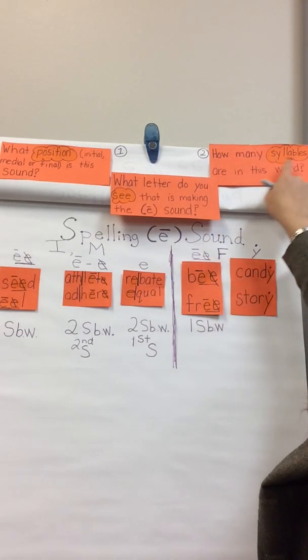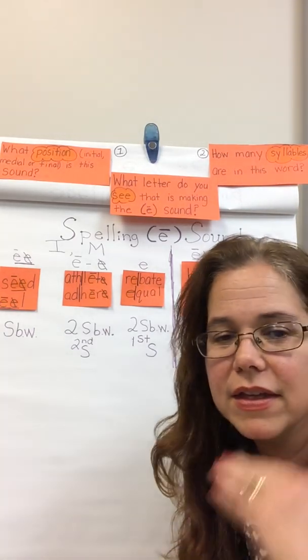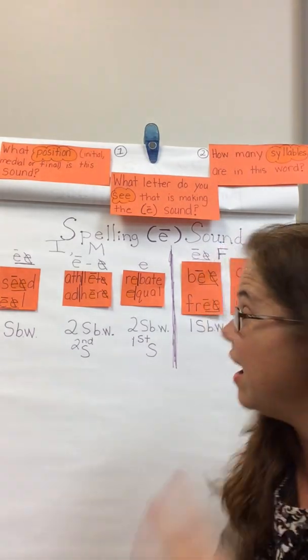Last question. How many syllables are in this word? Let's see how many times we open our mouth. Candy. 2 times.